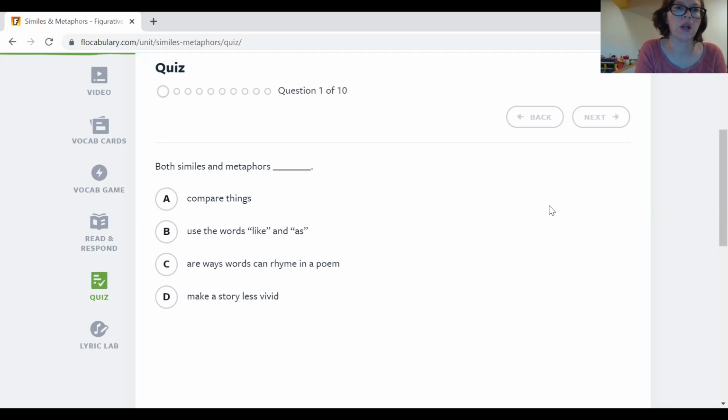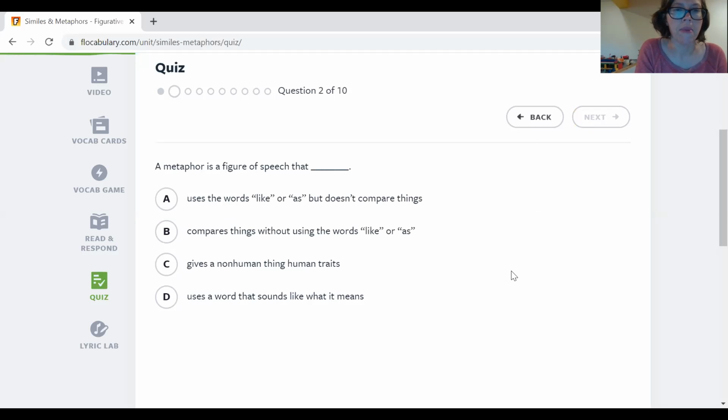All right, question 1. Both similes and metaphors: A, compare things. B, use the words like and as. C, are ways words can rhyme in a poem. Or D, make a story less vivid. So you write down the letter of what you think is the best answer.